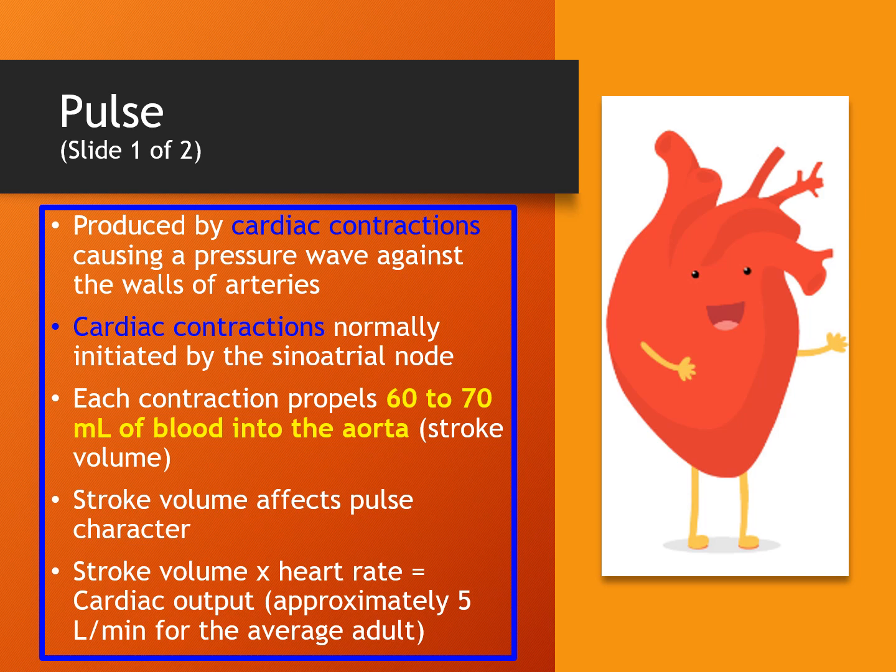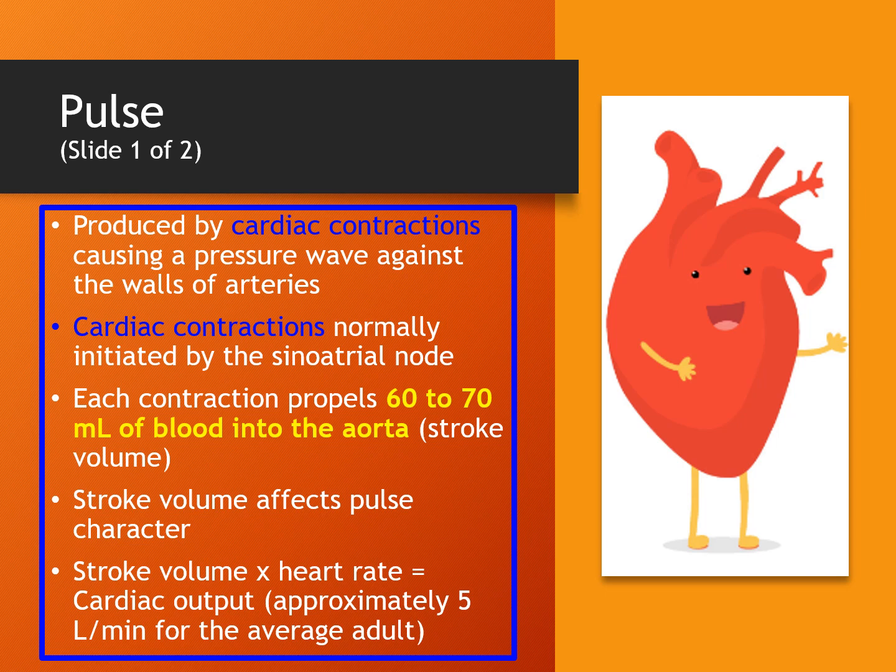Okay, your pulse. Your pulse is your heart contracting. So as your heart is contracting and you can feel the pressure against the walls of your arteries, that's what causes your pulse. Cardiac contractions are caused by the sinoatrial node, which is also the SA node. It's what causes your heartbeat. Each contraction of the heart pushes 60 to 70 milliliters of blood into the aorta.